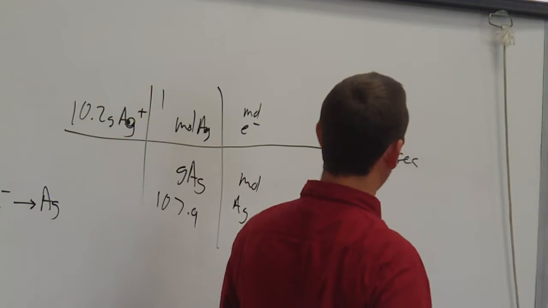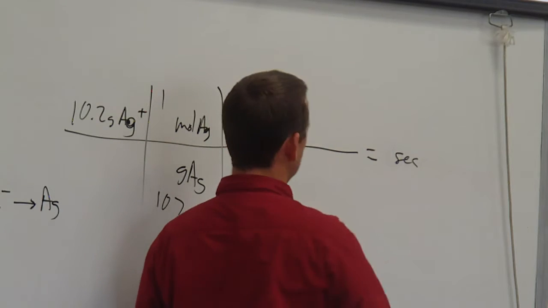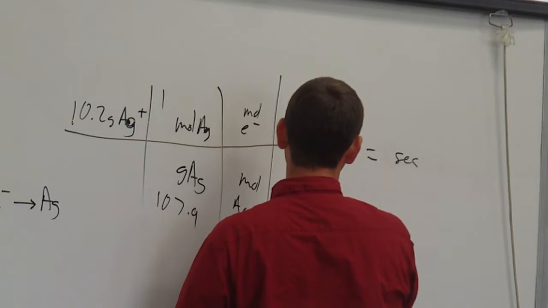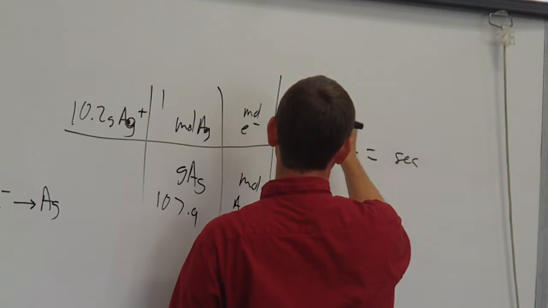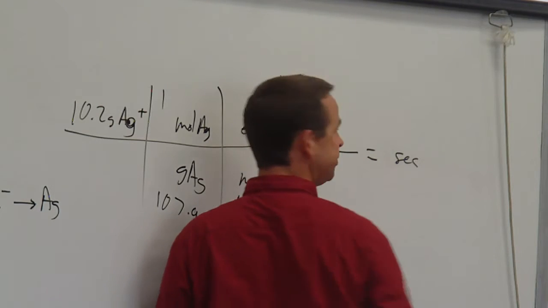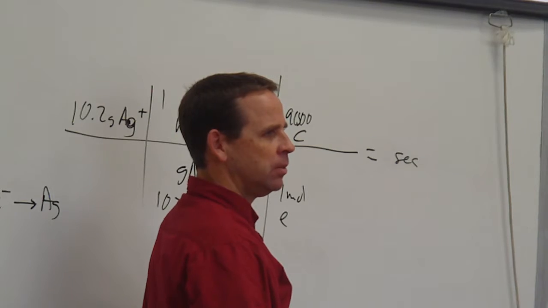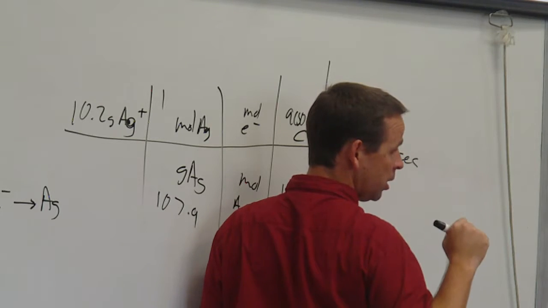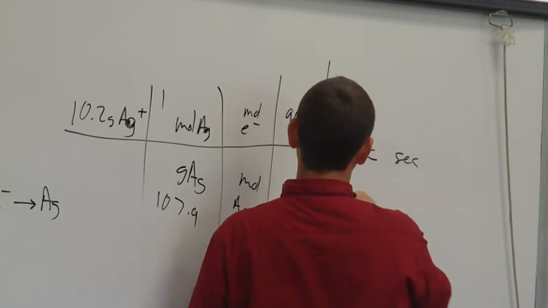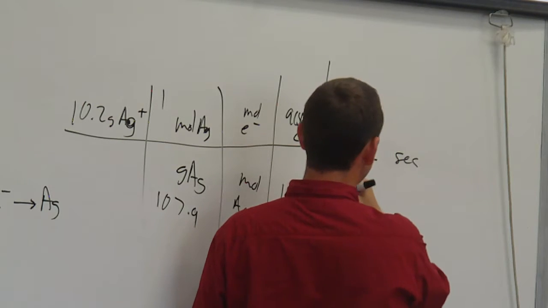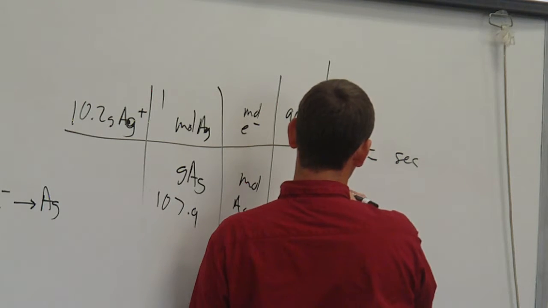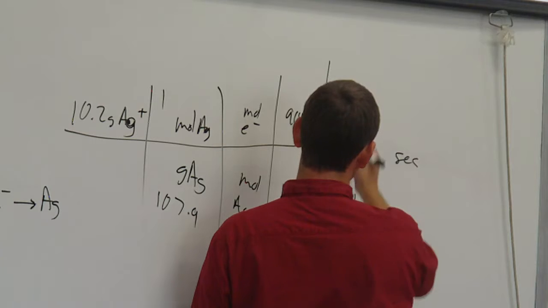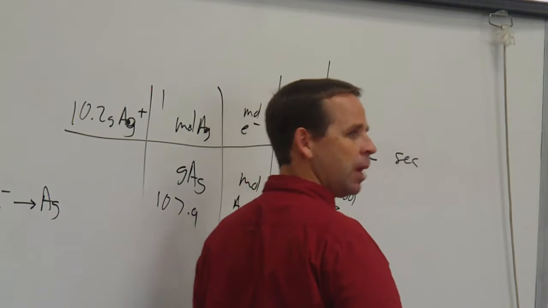All right, now what? One mole of electrons is 96,500 coulombs. Is that right? Yeah. Now, how can I get rid of those coulombs? Current, 0.1 milliamps. Maybe I go from 0.0001 coulombs per second. That's what our amperage was.